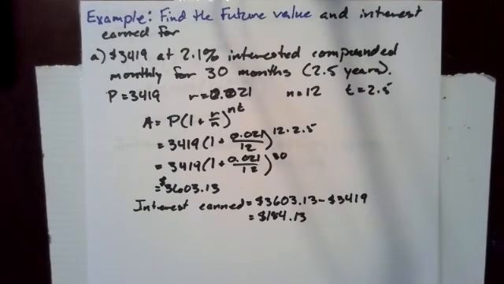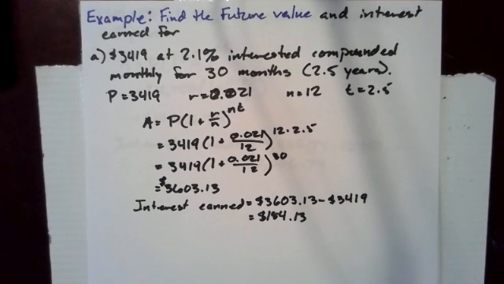For example, find the future value and interest earned for $3,419 at 2.1% interest compounded monthly for 30 months or 2.5 years. Here, P is 3,419, R is 0.021, n is 12, and t is 2.5. So A equals P times (1 plus R divided by n) raised to the nt power.